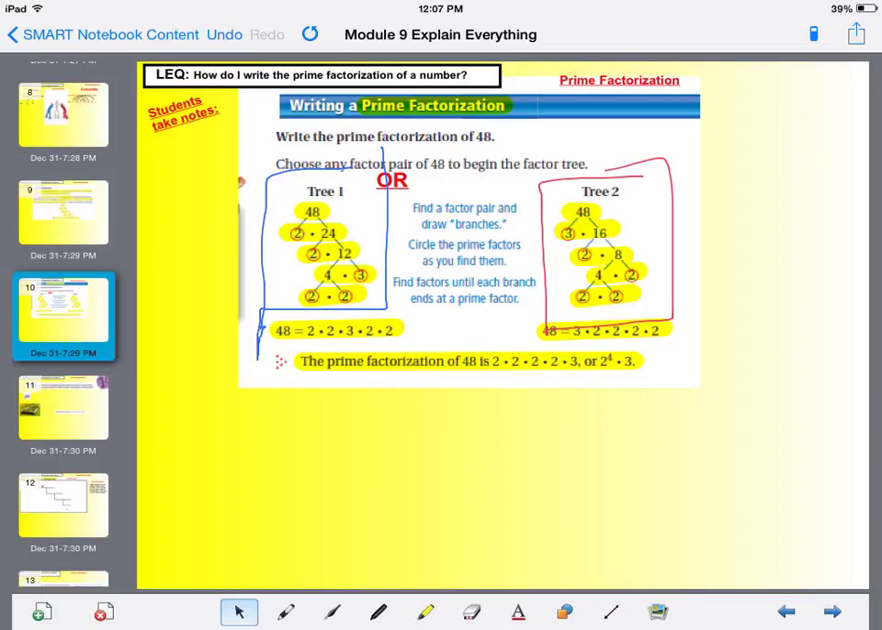Now, the commutative property of multiplication states that if we multiply 2 to the 4th times 3, or 3 times 2 to the 4th, we still end up with the same answer. It's just like if you have 2 times 3 and then you switch to 3 times 2, you're always going to end up with 6. So it doesn't matter which factor pairs you begin with. What does matter is that we ultimately reach the same prime factorization.